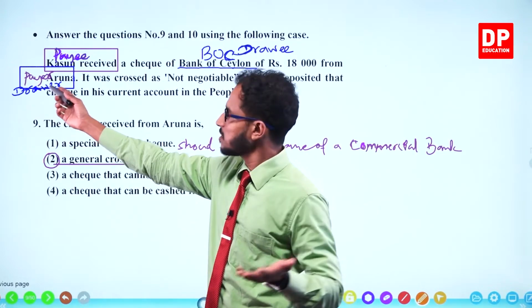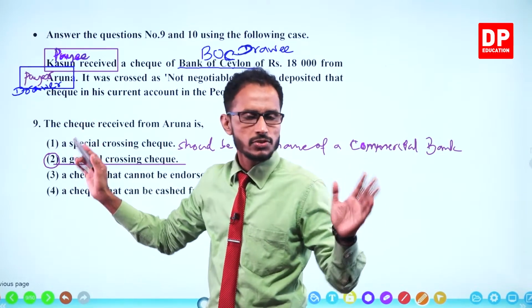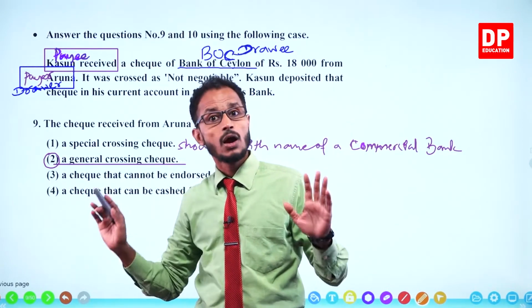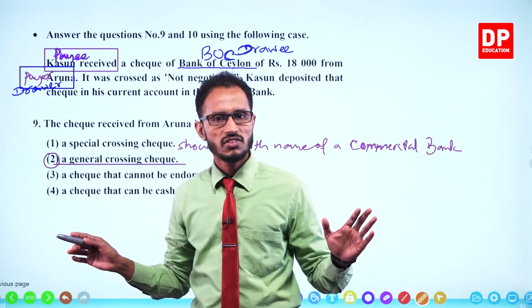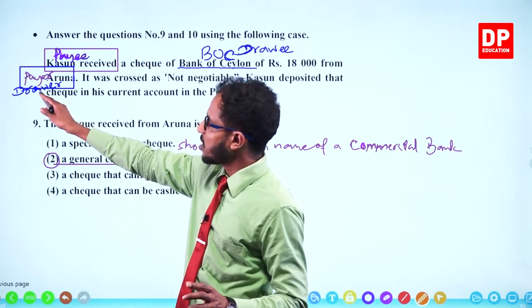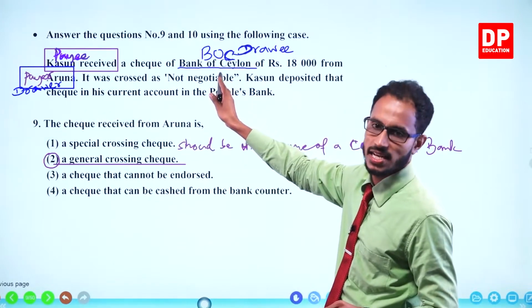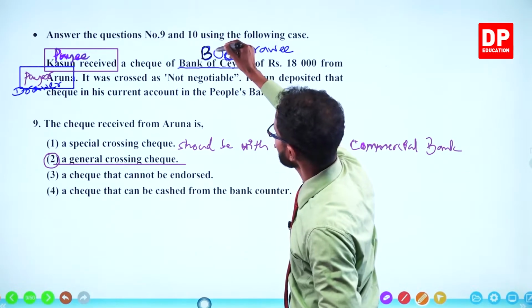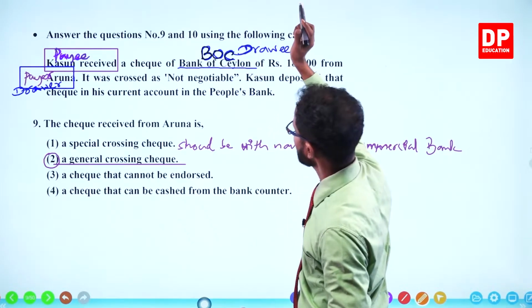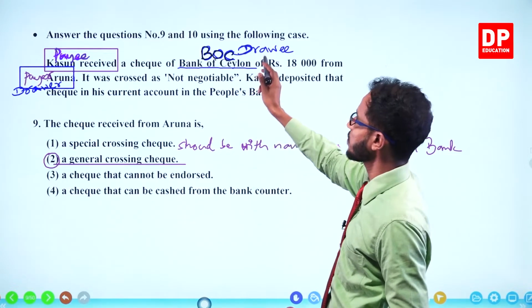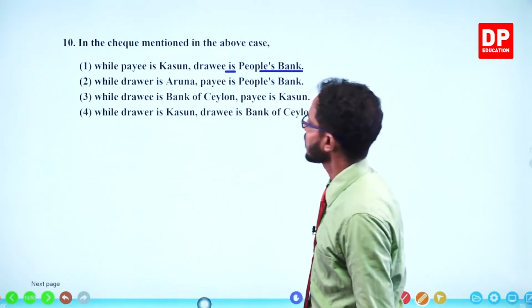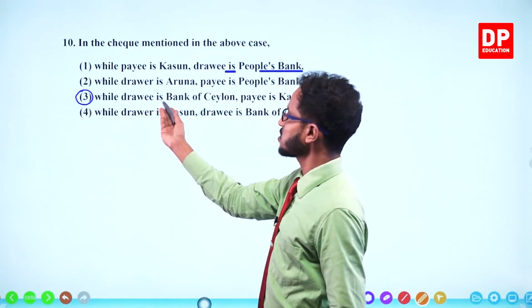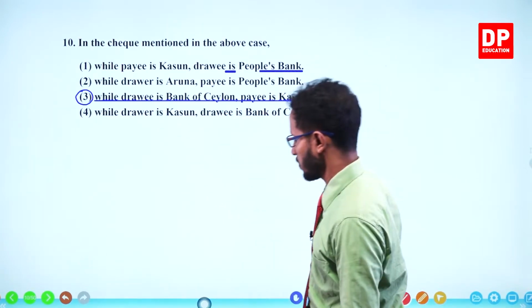These things may have been confusing to you, but now you have to clear out your doubts and confusions. Payer is drawer. Payer's bank is the drawee. That means BOC is the drawee. So the answer to this question is: drawee is Bank of Ceylon, payee is Kasun. Next question.